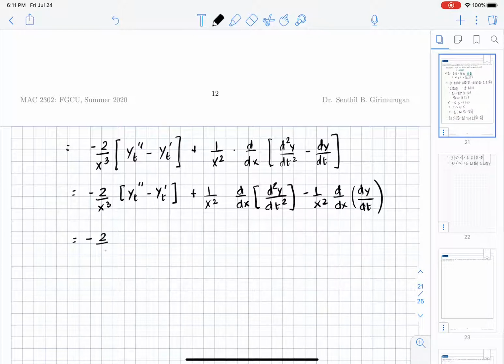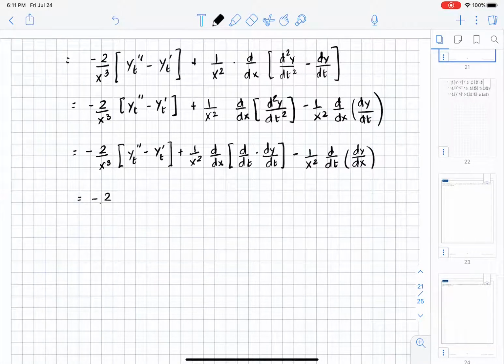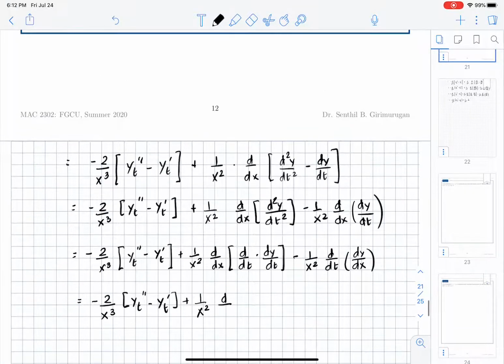So we have minus 2 over x cubed (yt double prime minus yt prime) plus 1 over x squared d over dx d over dt times dy over dt, minus 1 over x squared, change the order, dy over dx. So we have minus 2 over x cubed (yt double prime minus yt prime) plus 1 over x squared d over dt. I would like to have d cubed y over dt cubed, and that's what I'm looking for.